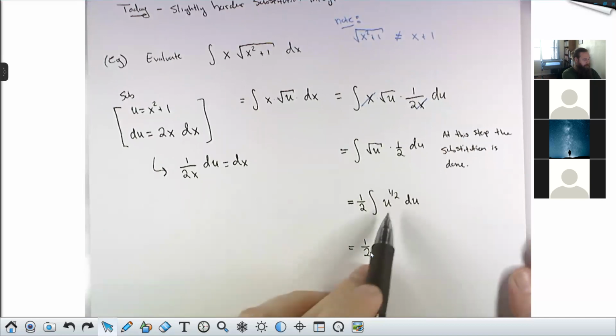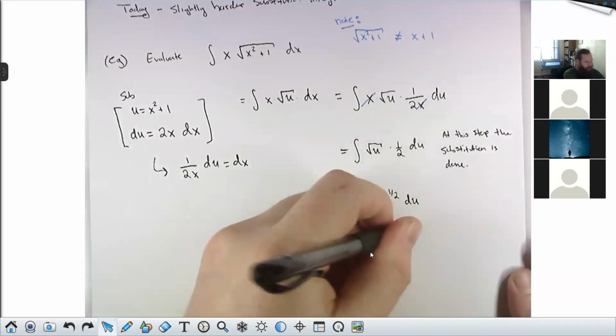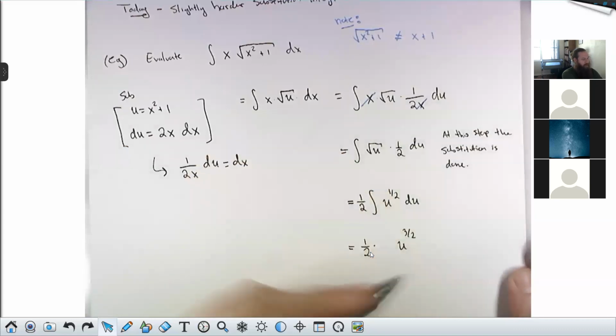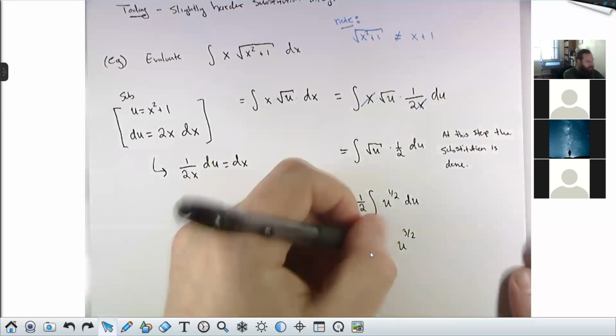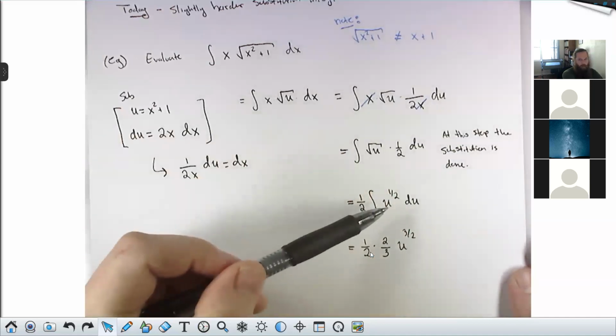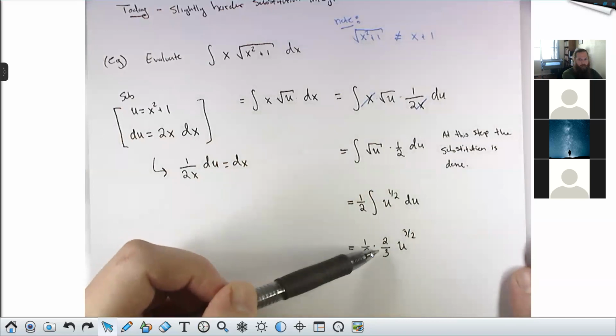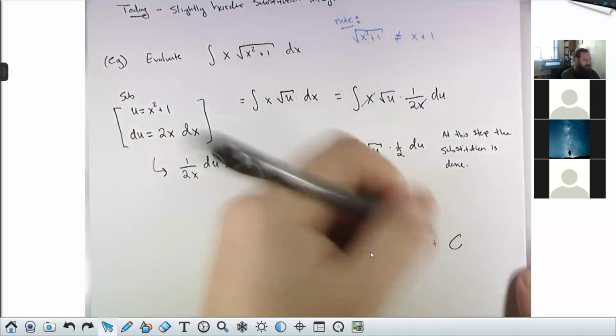Very good. Yeah. So I increase the power here by 1, that'll give me u to the 3/2. And then I divide by that new power. Now, instead of writing this as u to the 3/2 divided by 3/2, we know that when we divide by 3/2, we're going to have to flip and multiply. So I'll go ahead and do that at this step. So an antiderivative for u to the 1/2 is 2/3 u to the 3/2. And it's at this stage where we also start writing our plus c.